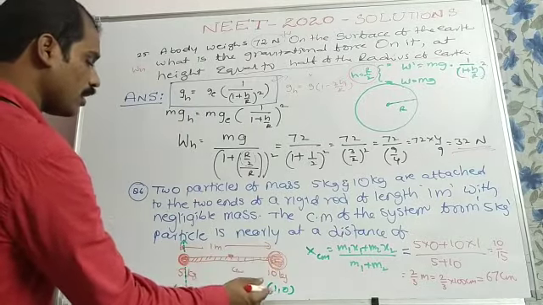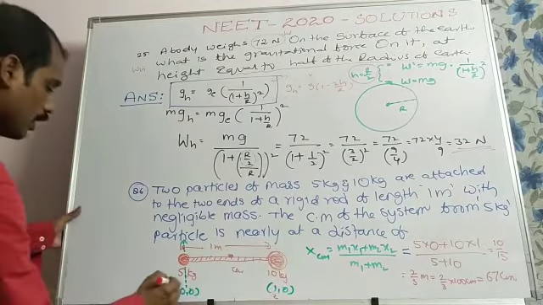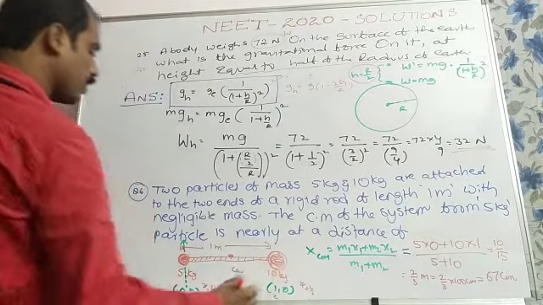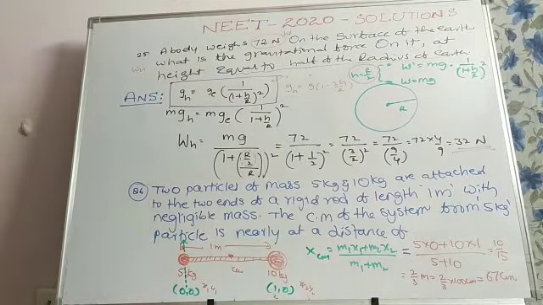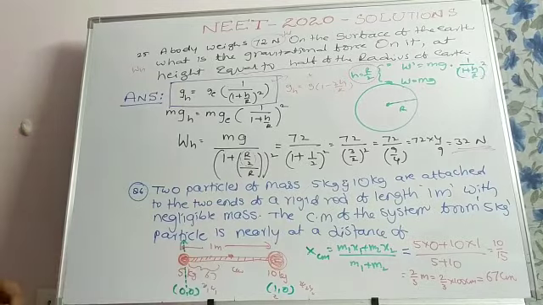As the rod is 1 meter, x2 will be taken as 1. Here it is x1, y1, and here it is x2, y2. So xcm is equal to m1 x1 plus m2 x2 by m1 plus m2. The center of mass of the particles from the 5 kg body will be at a distance of about 67 centimeters from the body.